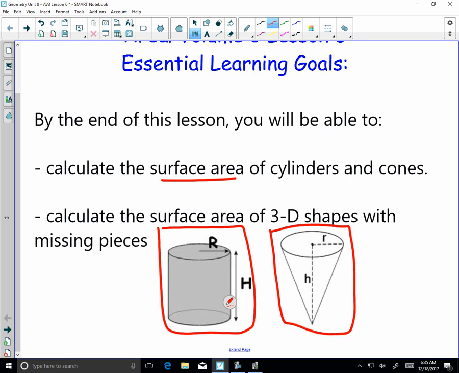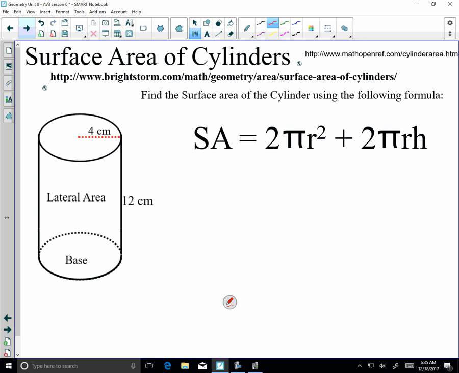Okay, two formula-driven values, but we want to understand how the values are created and how we can work through to find these solutions. And then we'll finish up looking at an application on how we can find the surface area of 3D shapes with missing pieces, cutting a hole out of the middle or doing some other alterations to the shape itself.